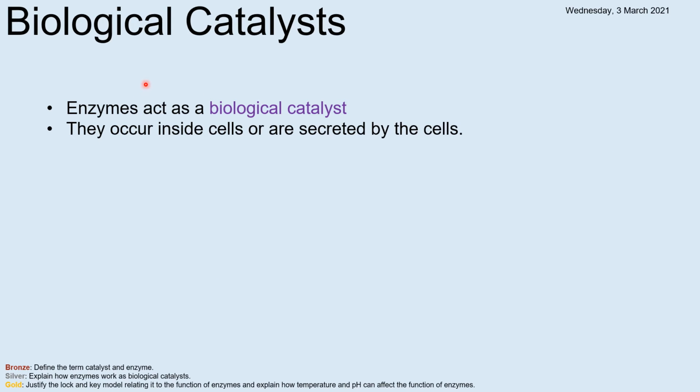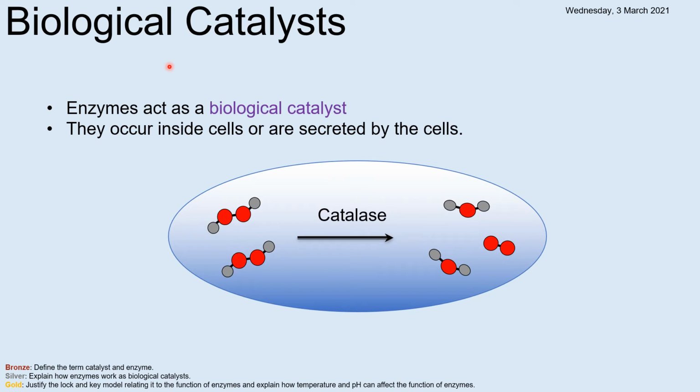So biological catalysts then. Enzymes act as biological catalysts. They occur inside cells or are secreted by cells. So you would remember from the previous lesson where we talked a little bit about enzymes, about saliva and amylase. That is what those are. So they are biological catalysts, and if they're in the salivary glands, they're secreted by the salivary glands, and they work on starch to break it down into smaller molecules.